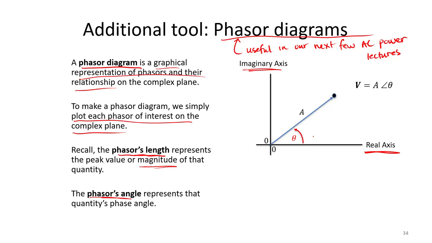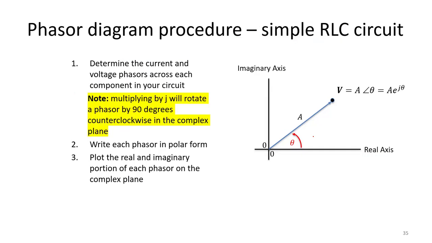So here's a procedure to help design phasor diagrams. The first step is to make sure that you have determined current and voltage phasors for each component in your circuit. Later on, we may also draw phasor diagrams for power and impedance. But you want to make sure you know your phasors, and you want to write them in polar form.